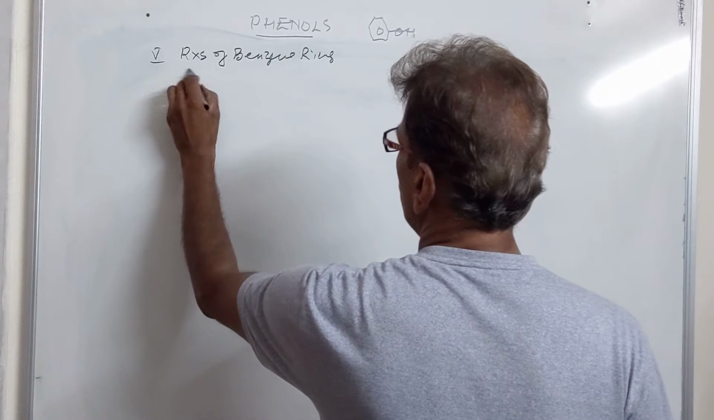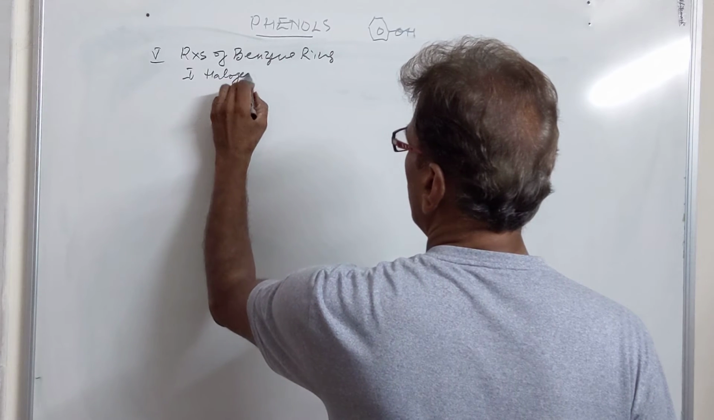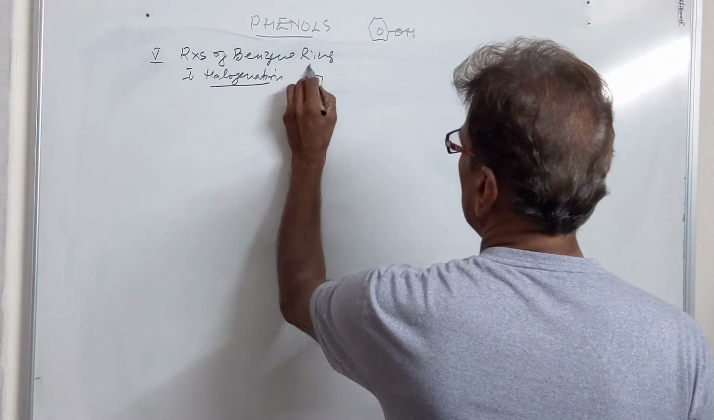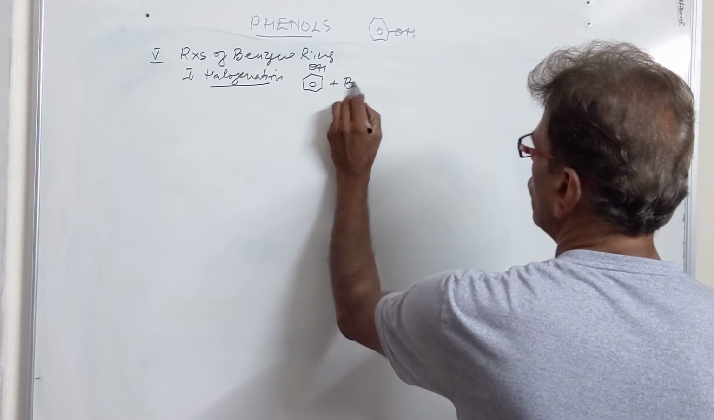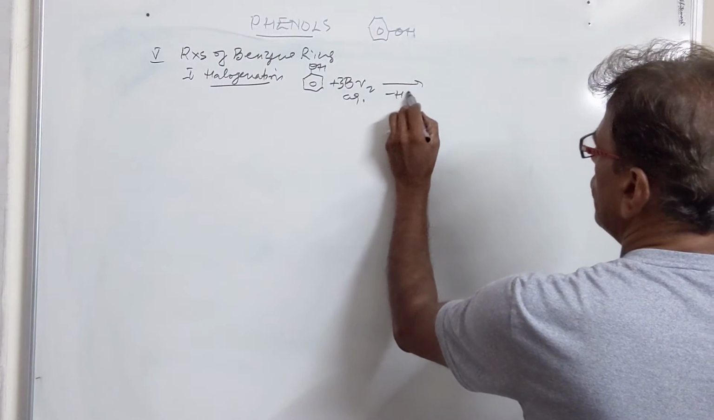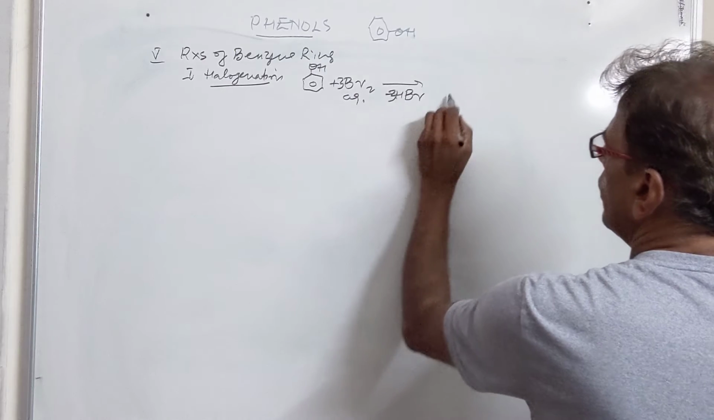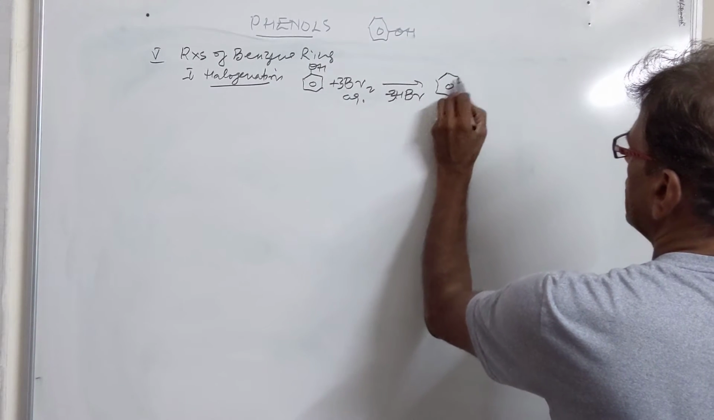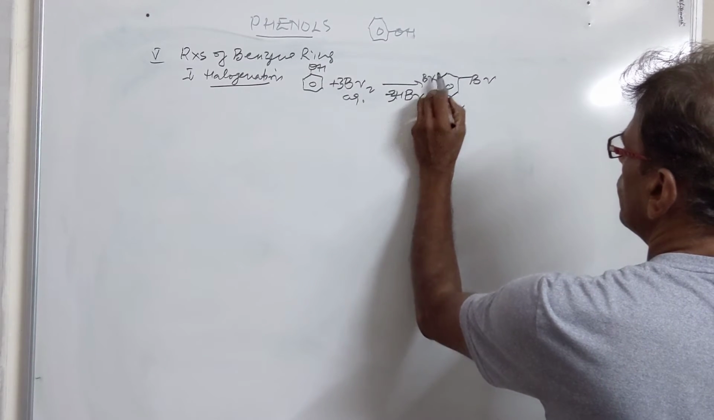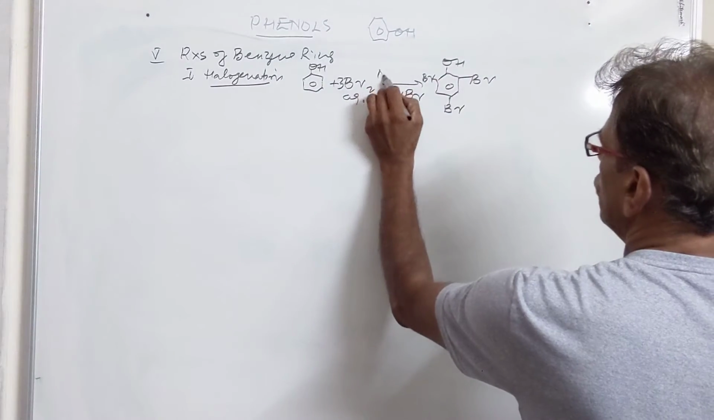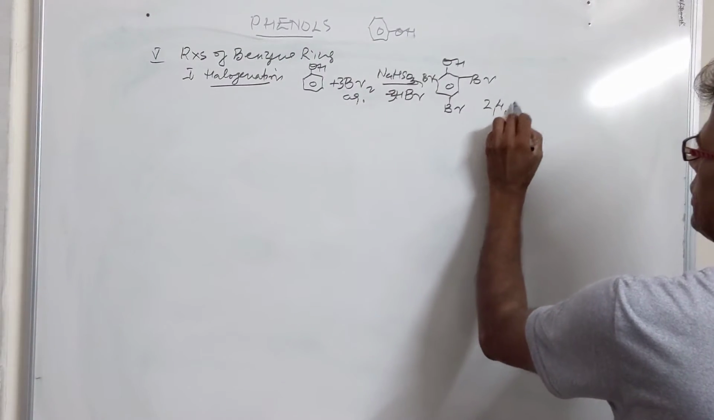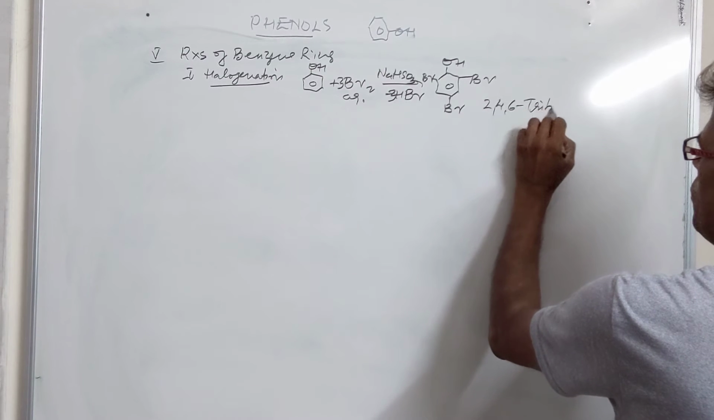First reaction, as we know, halogenation. Phenol can be halogenated in 2 ways. First of all, it is treated with aqueous bromine, 3 molecules of it. They react, 3 HBr is lost, and we get 2,4,6-tribromophenol. This reaction takes place in the presence of sodium bisulfite. We get 2,4,6-tribromophenol.